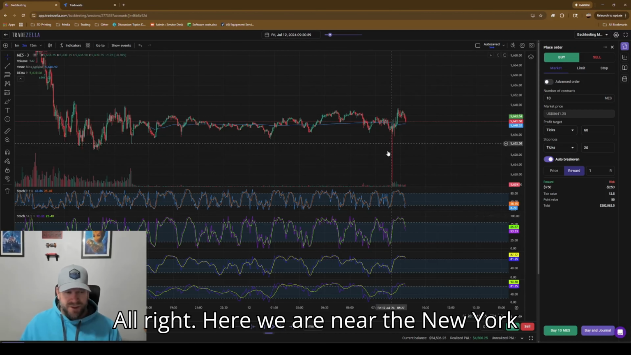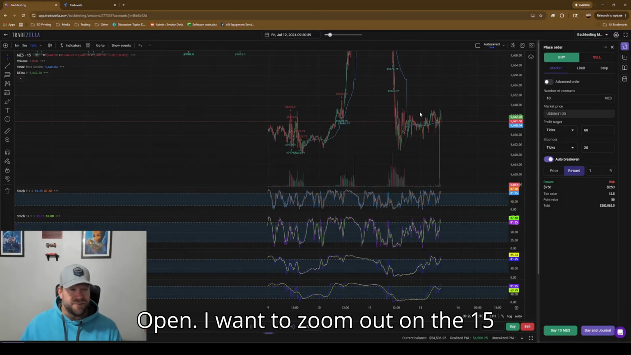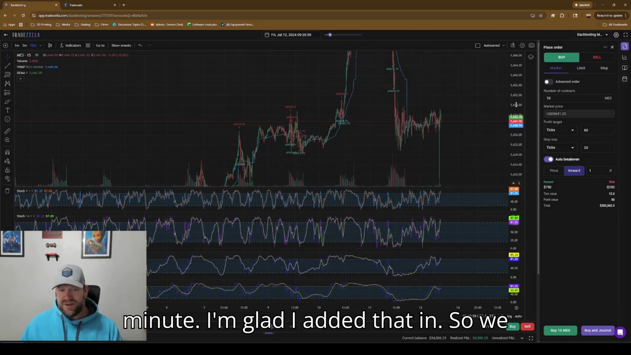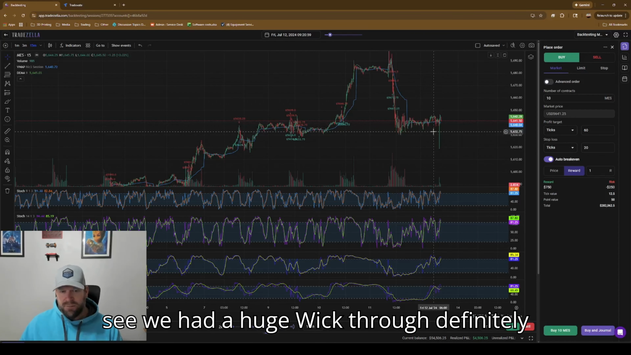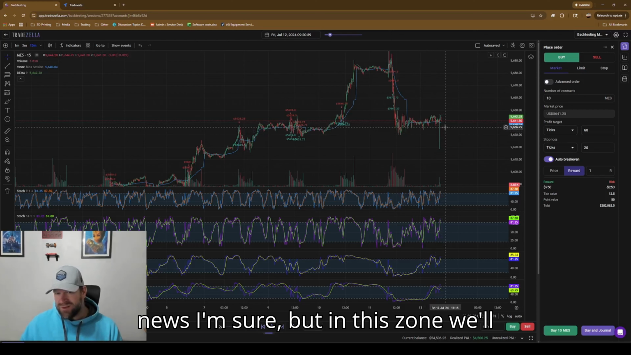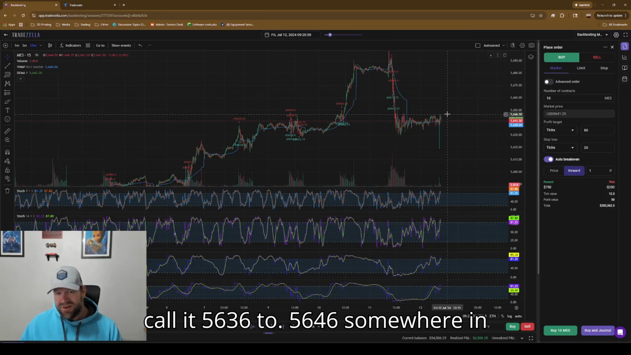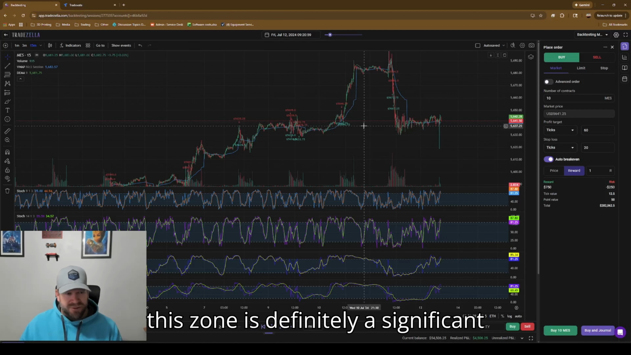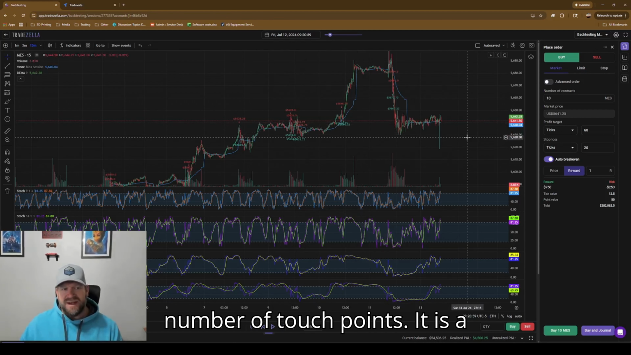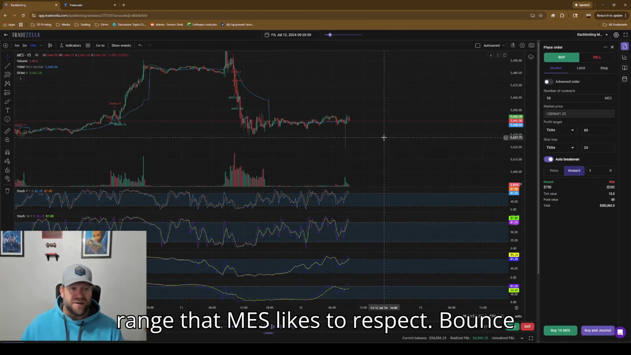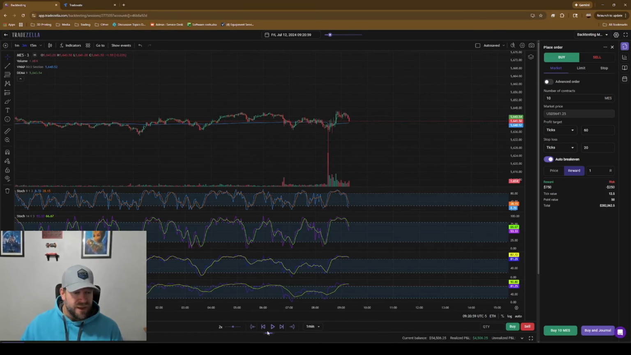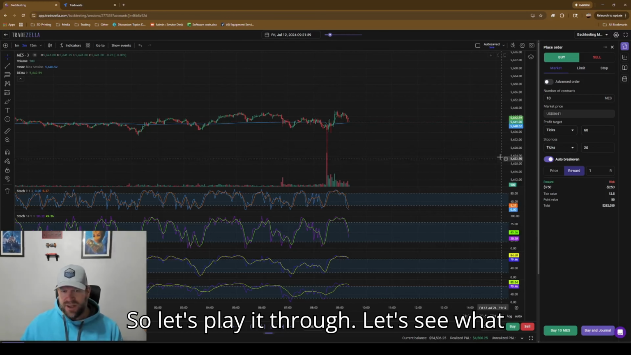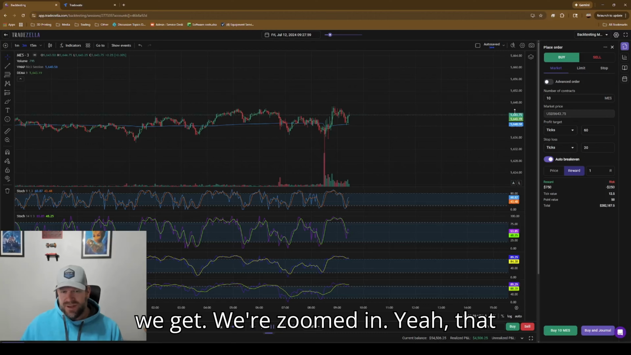All right, here we are near the New York Open. I want to zoom out on the 15 minute. I'm glad I added that in. So we are at a significant level here. You can see we had a huge wick through, definitely news, I'm sure. But in this zone, we'll call it 5636 to 5646. Somewhere in this zone is definitely a significant number of touch points. It is a range that MES likes to respect, bounce off of, if you will. So let's play it through. Let's see what we get. We're zoomed in. Yeah, that should be about right.